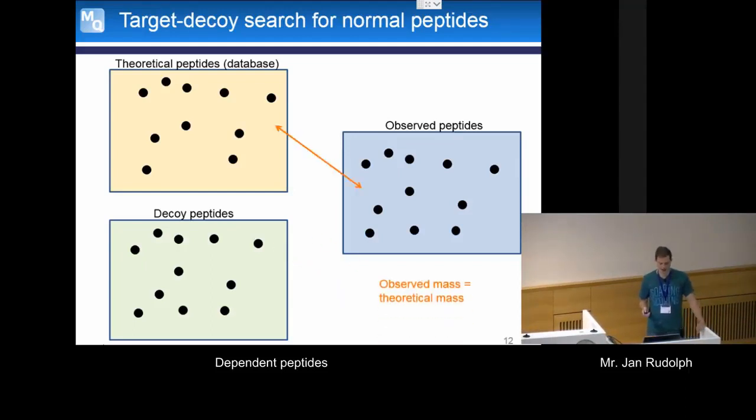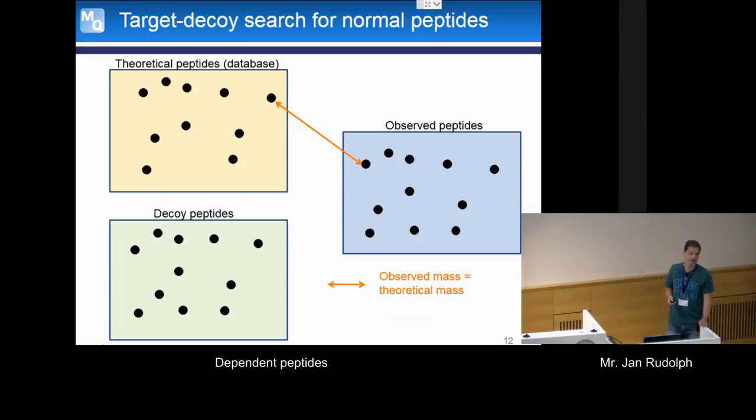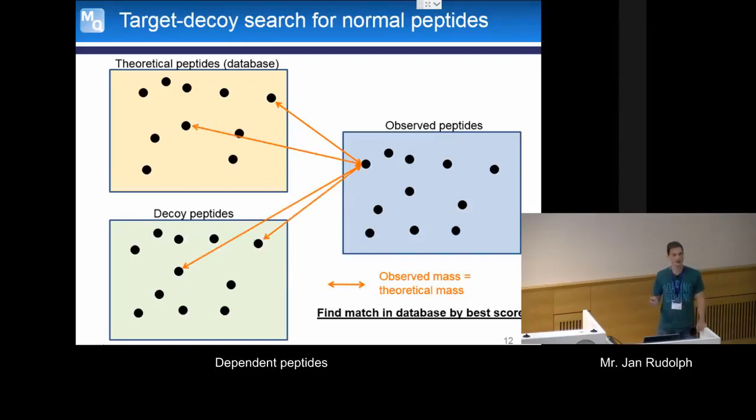Now we said that we will match observed peptides to theoretical peptides if their mass is identical. So in our entire protein database, in the theoretical peptides database, there will be only few matches, and hopefully even less on the decoy side. Now how do we decide which of these matches we take? We calculate the Andromeda score for every pair, and then take the best one.